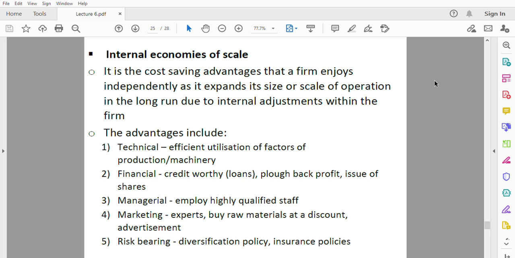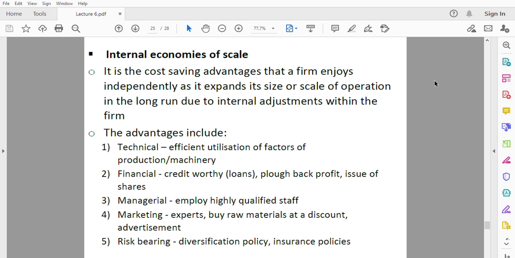Marketing. As you expand, you buy in bulk, and when you buy in bulk, you get a discount. As you expand, sometimes you don't need to do so much advertisement, or your advertisement cost will even go down. There are some companies that have expanded so much that everyone knows them, so they don't even do much advertisement. Like Unilever, everyone knows Pepsodent now. Everyone knows Coca-Cola now, so they can decide not to do advertisement. Basically, your marketing cost will reduce. As you expand, you get experts who will do the marketing for you.